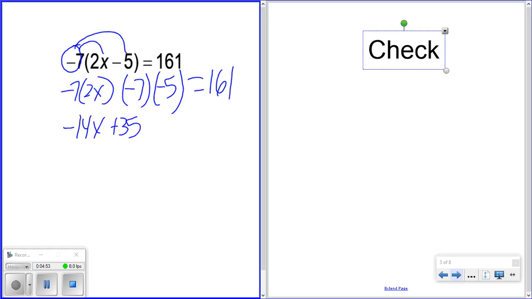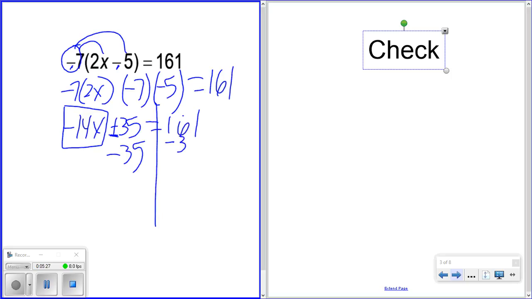When we multiply that, we take the sign of the number, which is negative, and we take the sign of that, which is negative. And then we simply write down the answer with the sign in front. So that positive 35 yields a positive sign or an addition sign there. Now we're simply down to a two-step equation. So we're going to do what we have to do to isolate the term with the variable in it, and we're going to subtract 35 from each side.